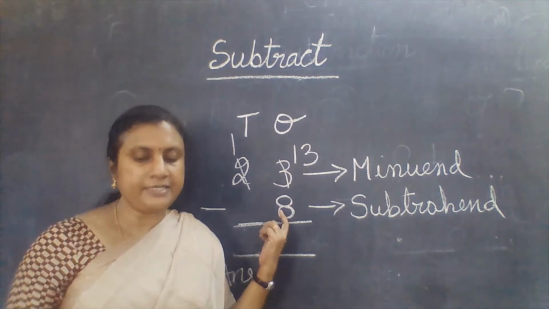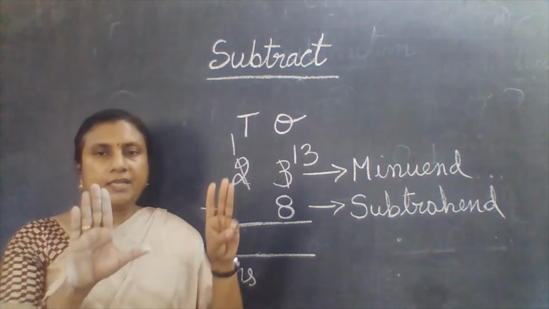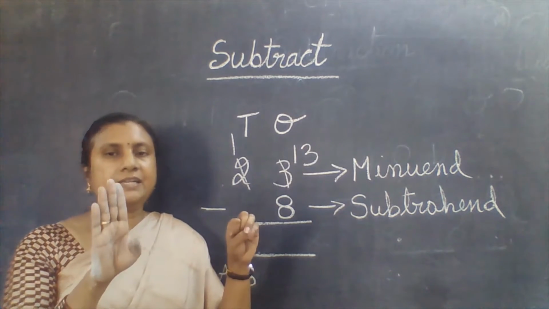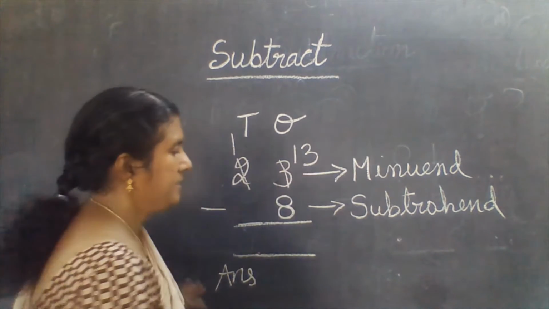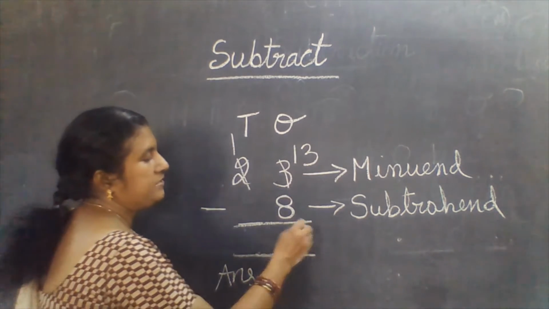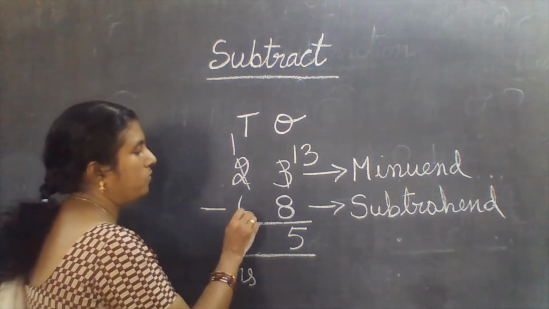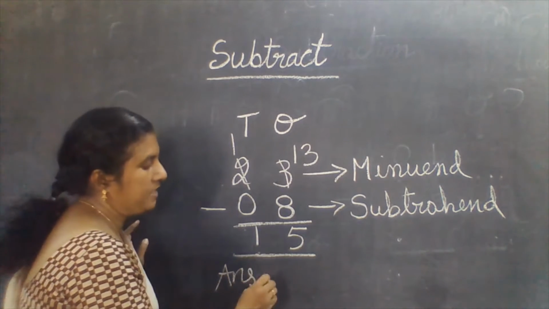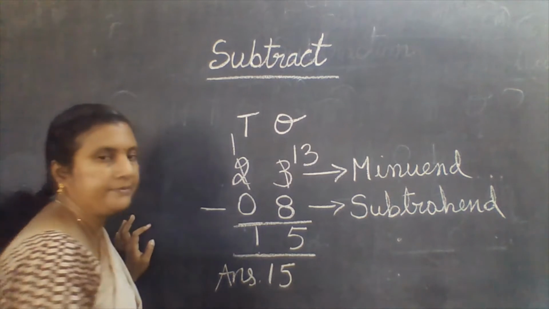Now we have to subtract this 8 from this 13. So 13 in your mind, 8 in your fingers. Before 13: 12, 11, 10, 9, 8, 7, 6, 5. So what is the difference? It is 5. Since there is no digit for 8 in tens place, we can write 0. So 1 minus 0 is 1. So what is the answer? If we subtract 8 from 23, it is 15.